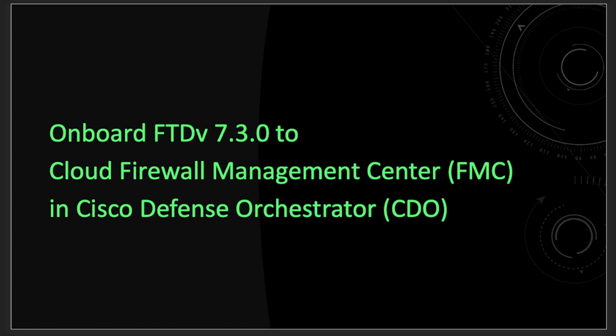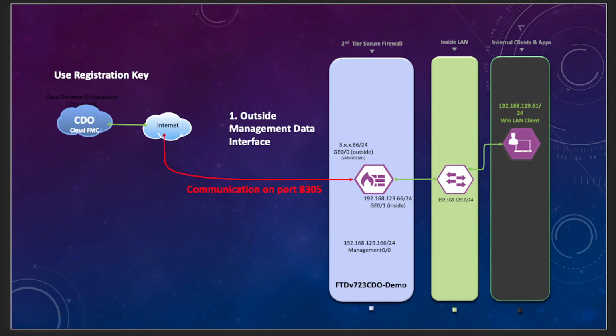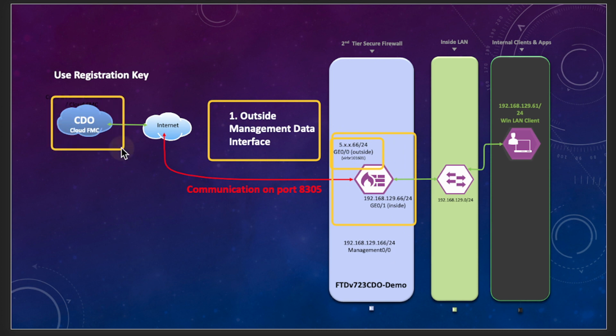Now let's hop over to take a look at how my setup will look. Okay, for this tutorial, it's pretty straightforward. I'm not going to have a two-tier firewall. I just have an FTDv installed in my KVM environment in the cloud. I actually have a public IP address assigned to the outside interface. This is what we will be using to communicate with Cloud FMC or CDO. So we'll be using the outside management data interface to onboard our FTDv into Cloud FMC.